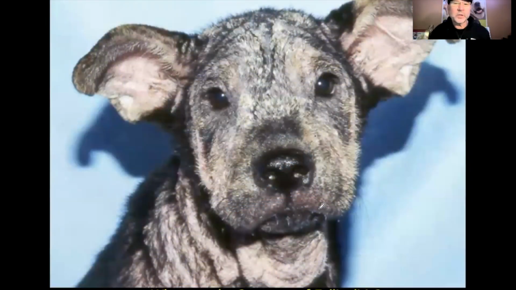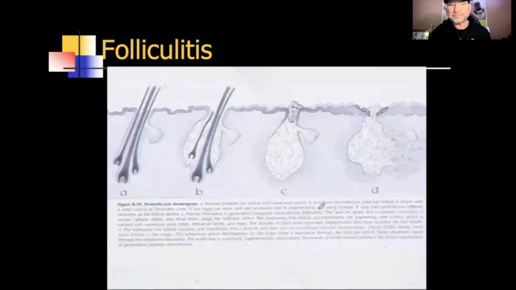So again, I can't look at this young dog and tell that this is Demodex without doing a skin scrape, but certainly the age and the generalized presentation of the symptoms would suggest that possibly it could be Demodex. Ultimately, I can't tell the difference between dermatophyte infection or staph pyoderma.